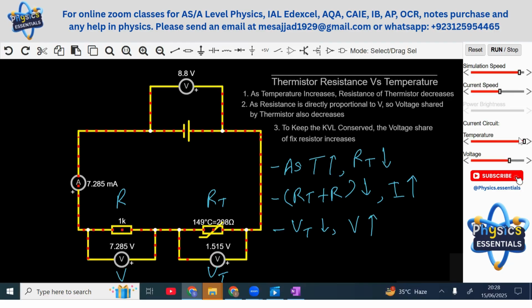And since KVL says the voltage supply is always equal to the voltage shared by the components, since one component is taking up less voltage, the fixed resistor should have a greater share of the voltage. So that is actually the application of Kirchhoff's voltage law and the thermistor's relationship with the rise and fall of the temperature. I hope you understand that well.